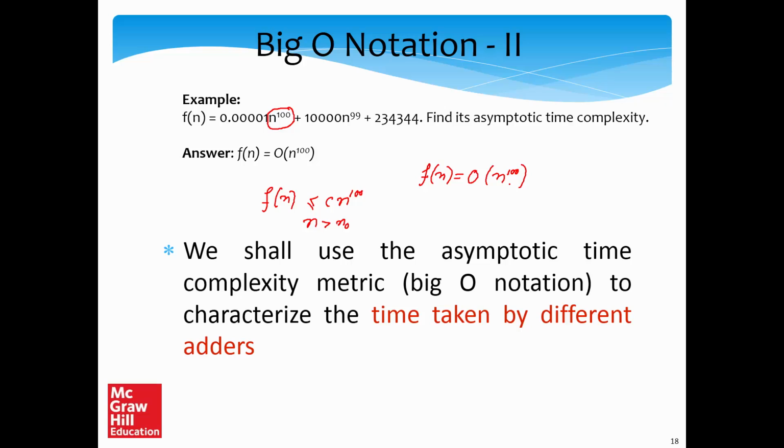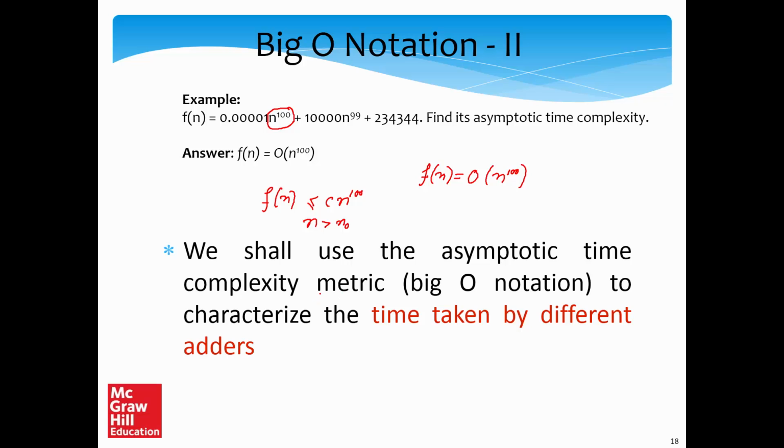So one simple way is that if it's a polynomial expression, take the highest power of n. That is the order of the function. We shall essentially use the big O notation, which is very easy to use and very easy to compute, to characterize the time taken by different types of algorithms.